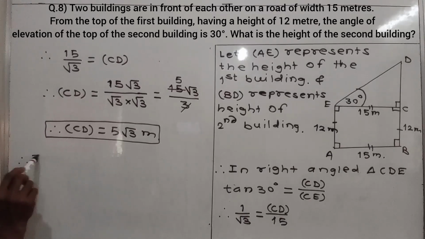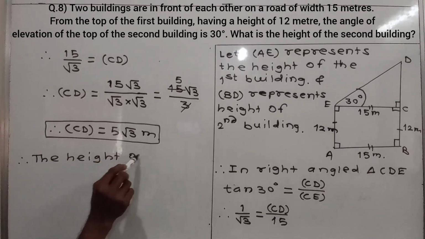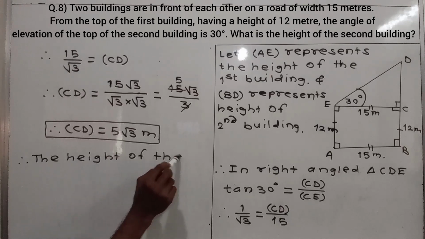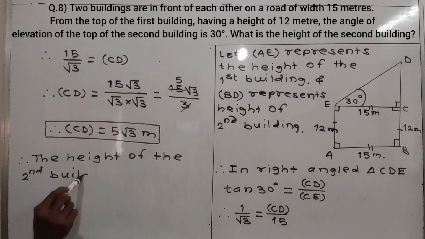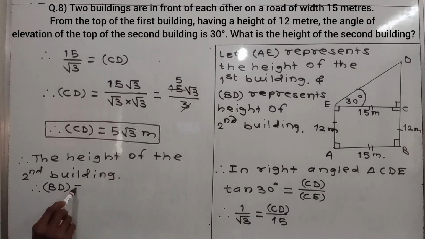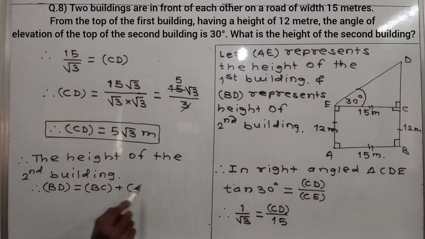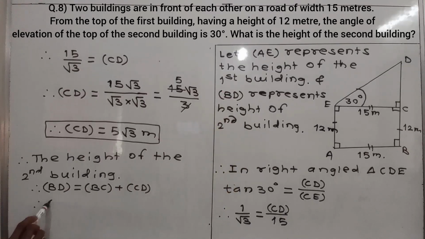Therefore the height of the second building. Height of the second building, what is BD? BD is equal to BC plus CD, BC plus CD.